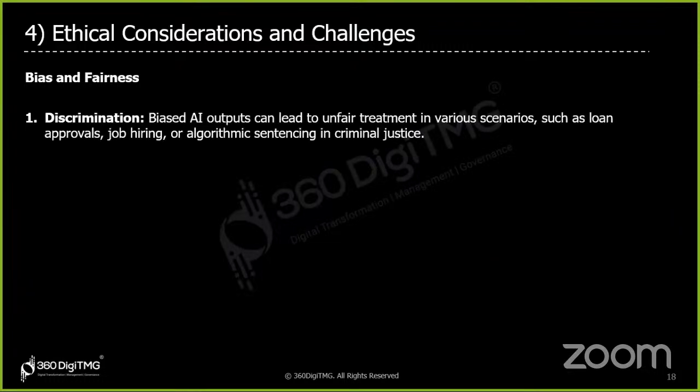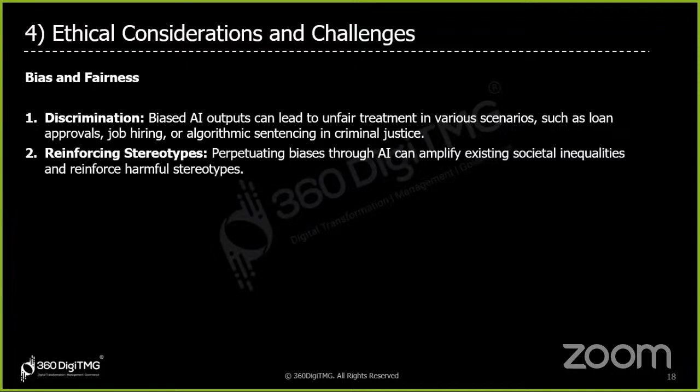Bias and fairness. Let's talk about this. Ethical considerations and challenges, right? Biased AI outputs can lead to unfair treatment in various scenarios, such as loan approvals, job hiring, or algorithmic sentencing in criminal justice. I can give you a very good example of a person, Lucia de Berk, who was imprisoned for at least 8 years of her life for a crime that she did not commit, because of this biased output that statistics had given.